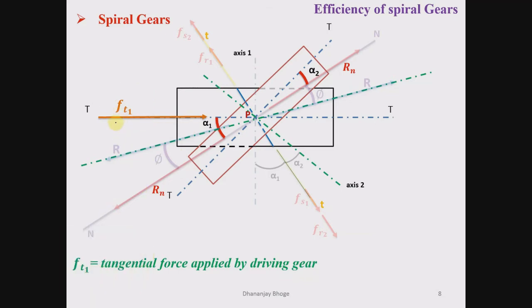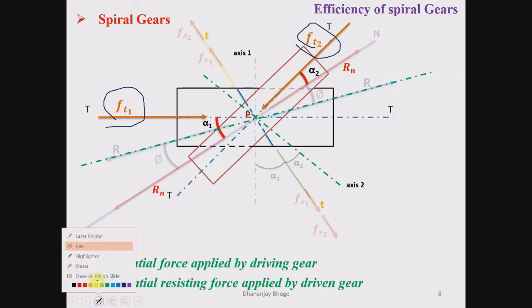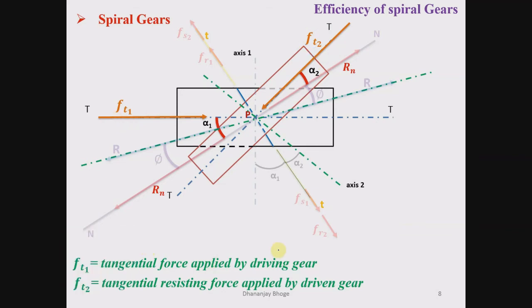Now what will happen if a driving gear applies the force Ft1 on the driven gear? So the driven gear will oppose this force. It will resist this force. Okay. And that resisting force Ft2 will act tangential to the driven gear. So show Ft2 tangential to the driven gear, which is acting in the transverse plane of gear 2. Okay. Ft2 will oppose Ft1. Both the forces will act tangentially on the respective pitch cylinders.